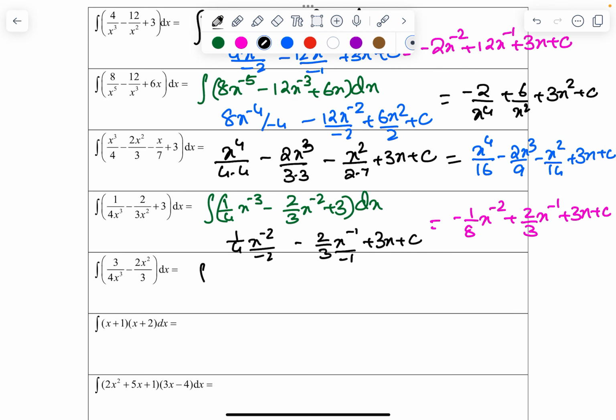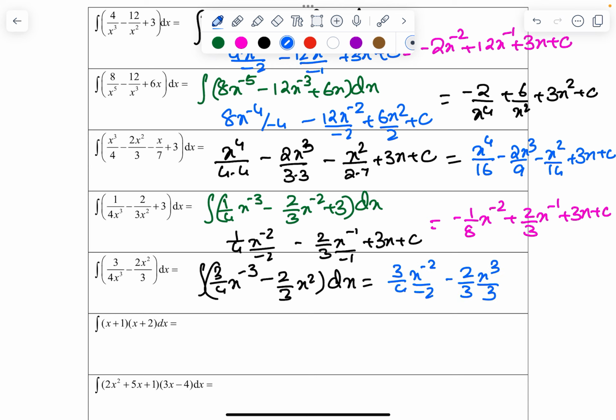Now the integral of 3 upon 4 x to the power of negative 3 plus 2 upon 3 x to the power of 2. Then the answer is going to be 3 upon 4 x to the power of negative 2 upon negative 2 minus 2 upon 3 x to the power of 3 upon 3 plus c. So that's going to be the answer.